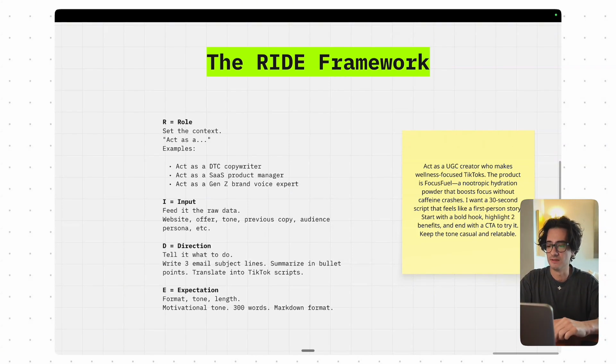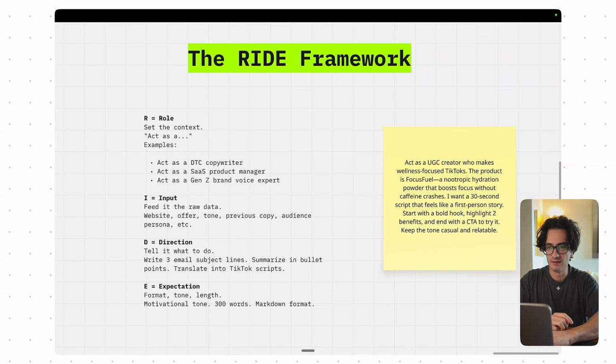And then finally, you have to set an expectation. This can be the actual format that you want, whatever it is that you're outputting to, the tone, the length. An example of this could be, hey, I want something with a motivational tone. It has to be 300 words in a markdown format, or it can just be a normal Word document format, just plain text, whatever, right?